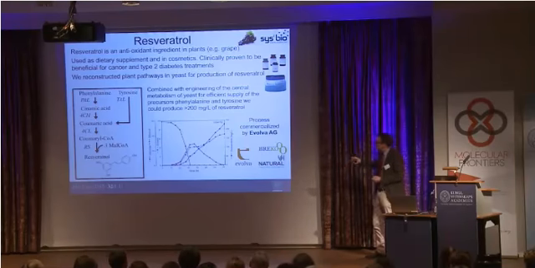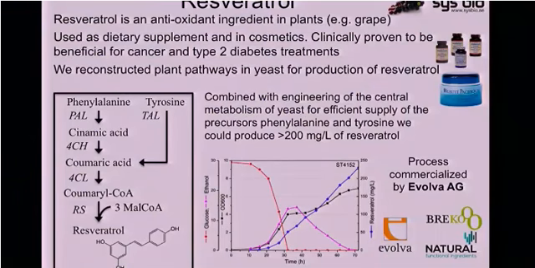Resveratrol is another example. This is an antioxidant that is found in the skin of grapes, and it's associated with a number of health properties, health claims. It's also used in cosmetics. Many of you will have seen that you can have creams that are anti-aging, often because there's added resveratrol in it. It's kind of tough to extract it from grapes, so it's difficult to get enough of it.